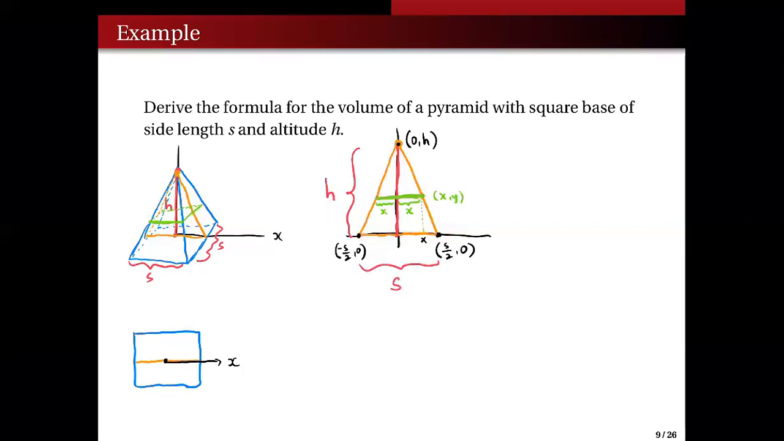Meaning, if we look at this three-dimensional pyramid here, this is 2x. This is also 2x. So the area of the square at that particular height of the pyramid will be 2x quantity squared. Okay? So again, this side length here is 2x. This here is also 2x. Therefore, the area at that particular height on the pyramid, the area of the base will be 2x squared.